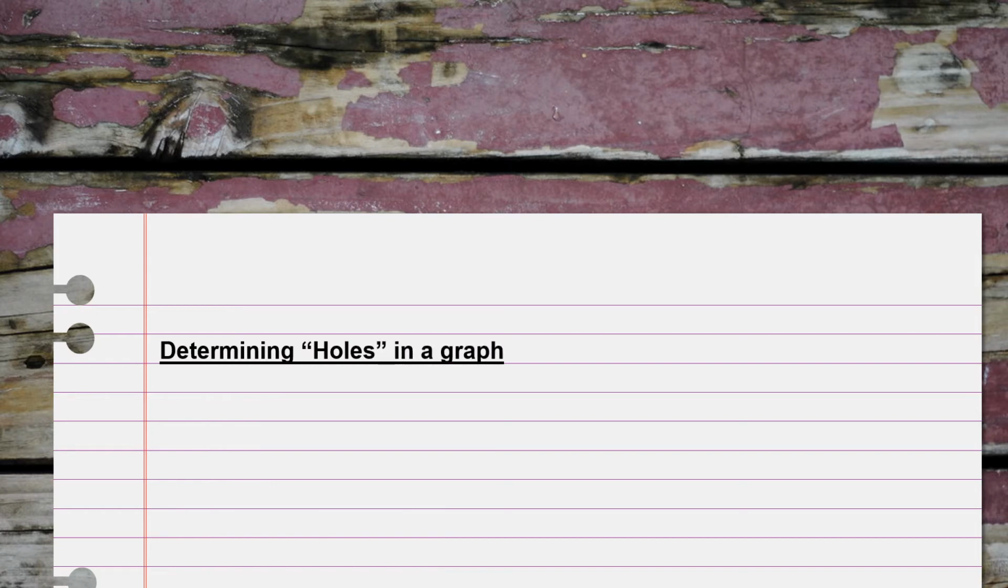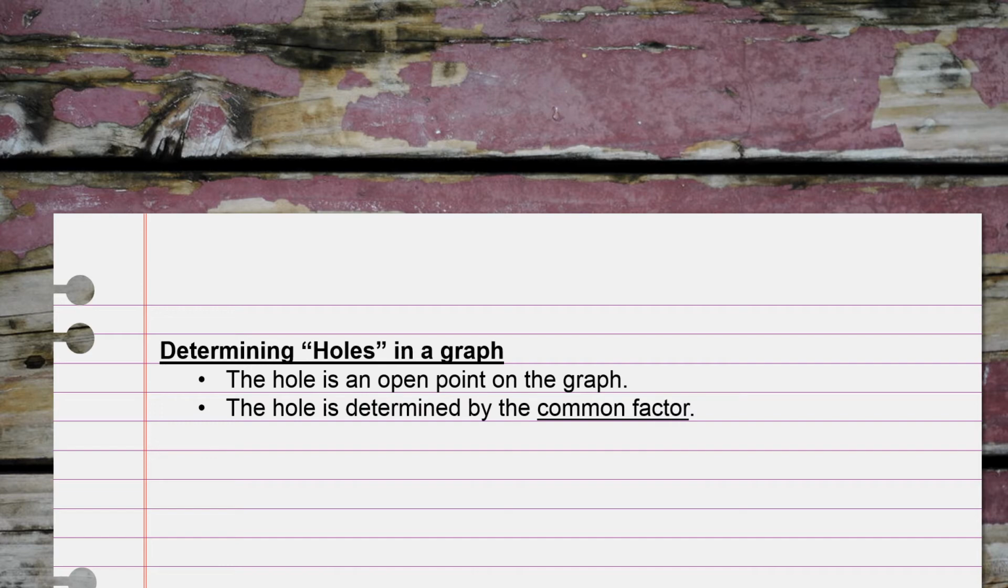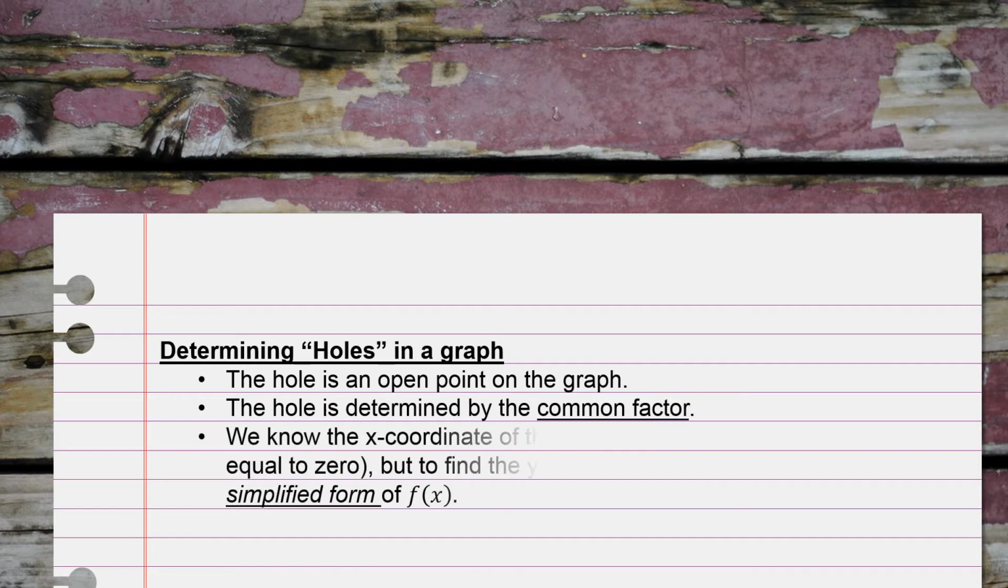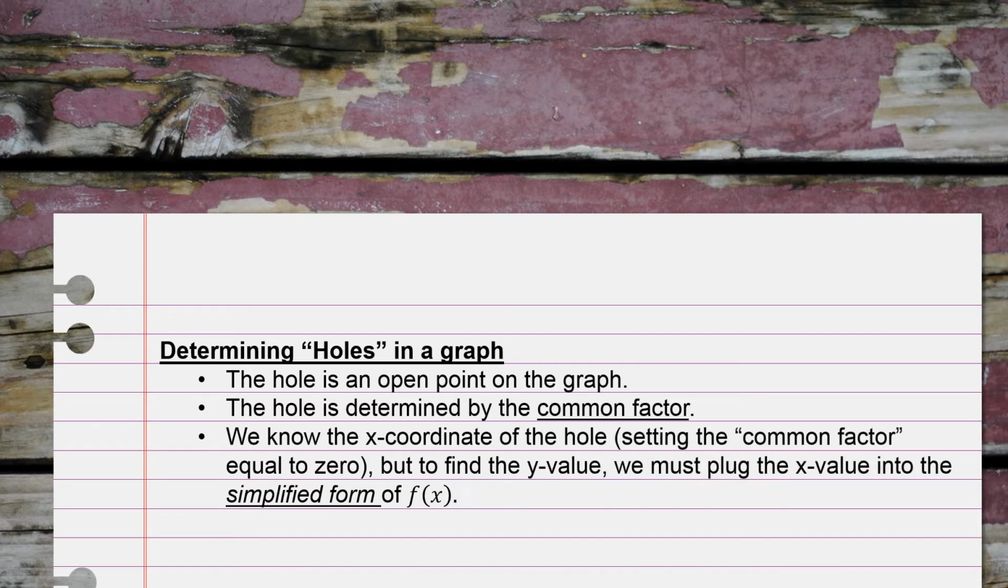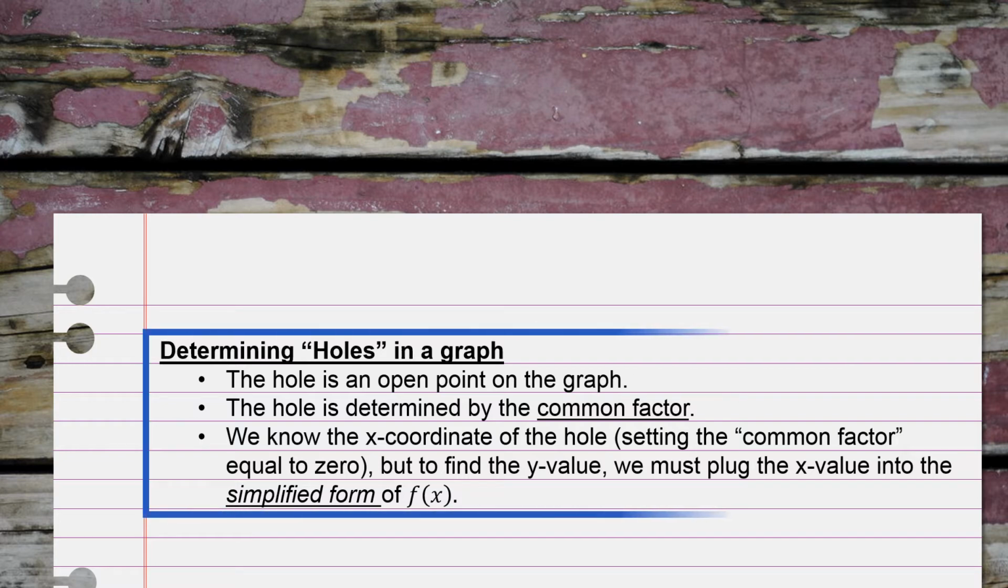Determining holes in a graph. The hole is an open point on the graph. The hole is determined by the common factor. Now we know the x-coordinate of the hole by setting the common factor equal to 0 and solving. But to find the corresponding y value, we must plug the x value into the simplified form of the function.